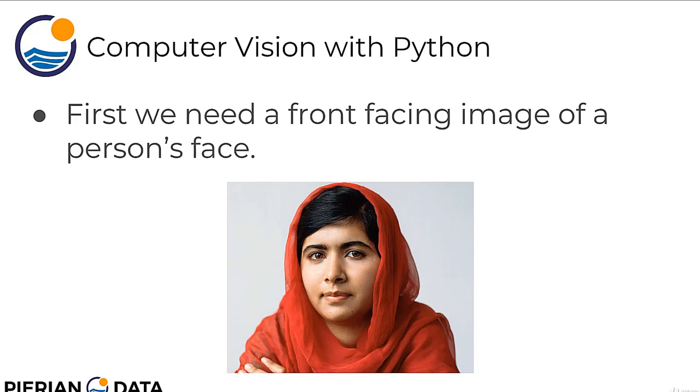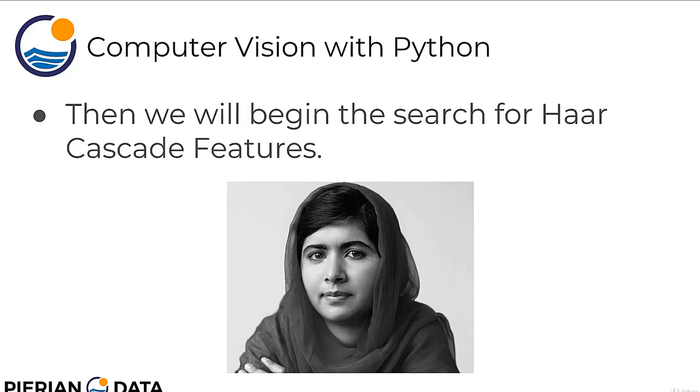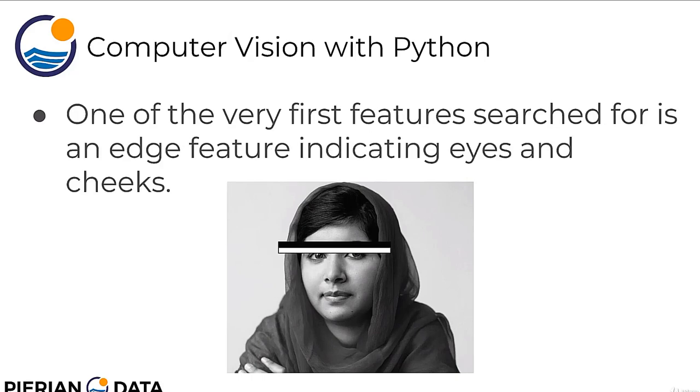So once we have that, we turn it into a grayscale image because for our use case, we're only really interested in light versus dark regions of features. So we just need the grayscale image. Then we begin our search for the Haar cascade features. We start with one of the very first features, and I believe one of the very first ones searched for is the indication between the eyes and the cheeks. We can see that the eyes will probably be darker than the light cheek region.